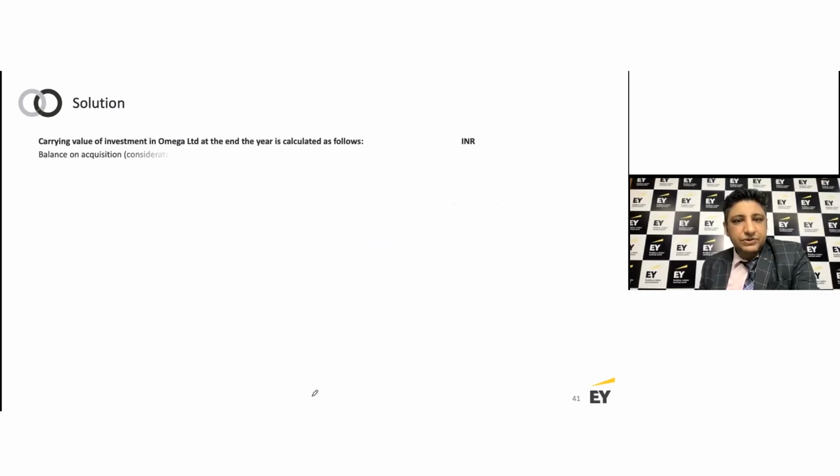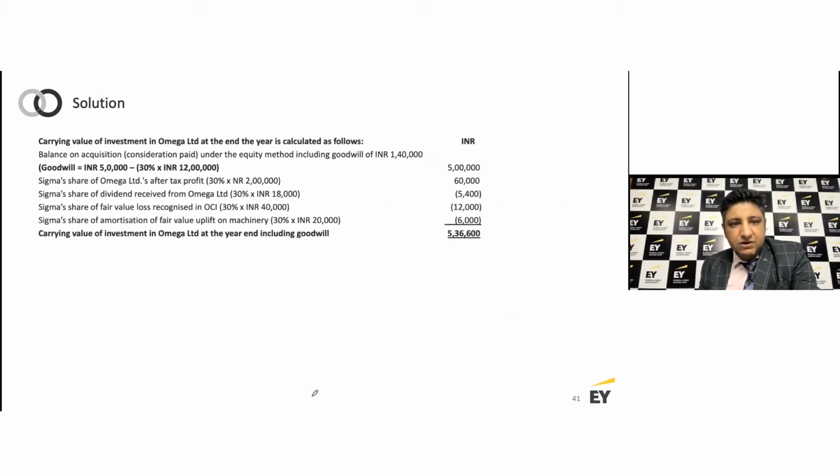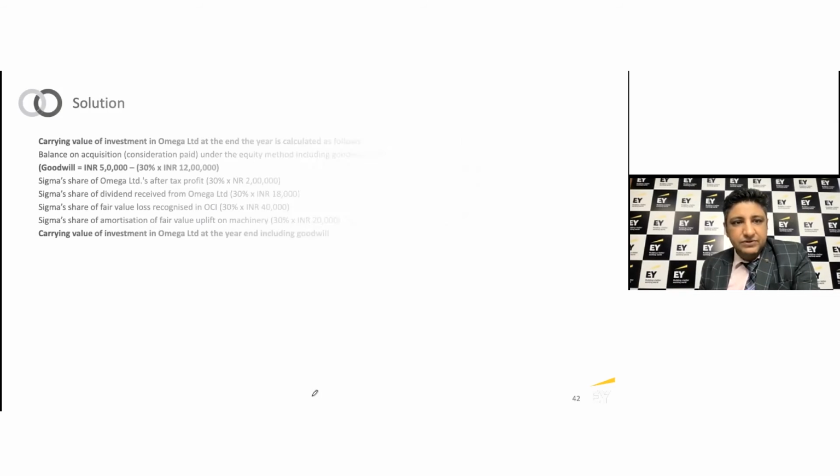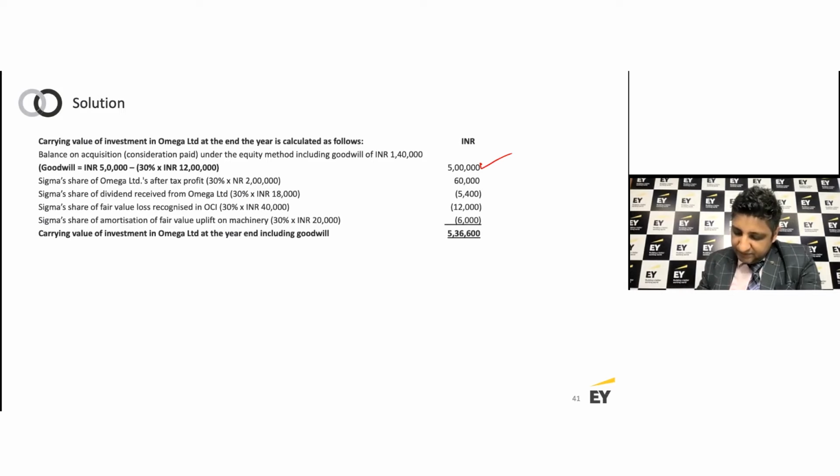All right. Let's have a look at the formal solution. This is something that we have done already, and that's how you start assessing it. You've got the investment value of 5 lakh rupees, the share of profits minus the dividend, minus the share of losses, and of course, the share of the depreciation on that particular machine, which results in the carrying value, including goodwill. We don't have to really mention that because the goodwill is considered to be a part of the cost of the investment itself. All right.